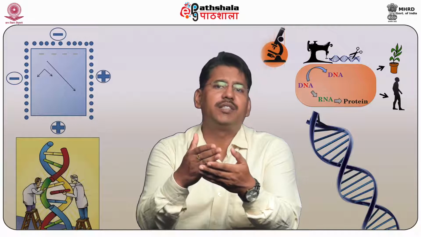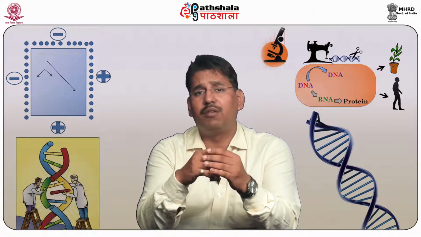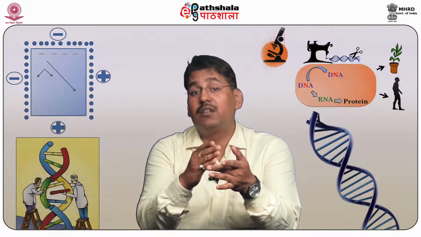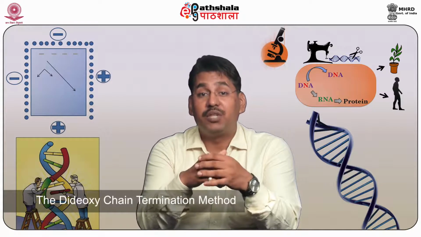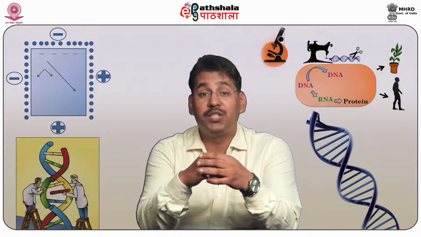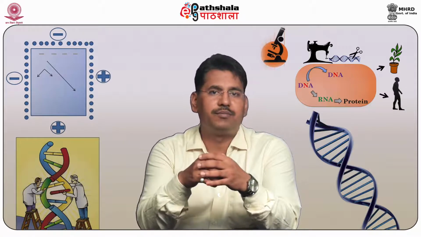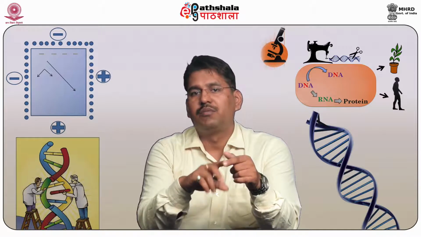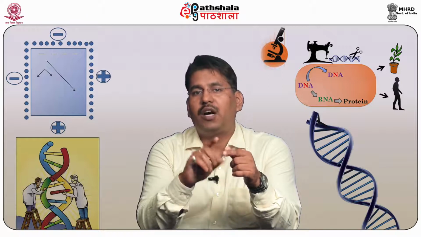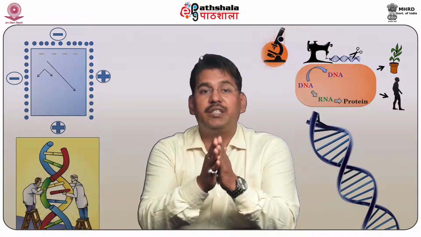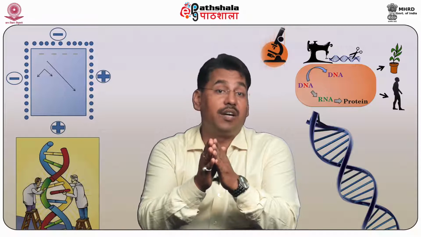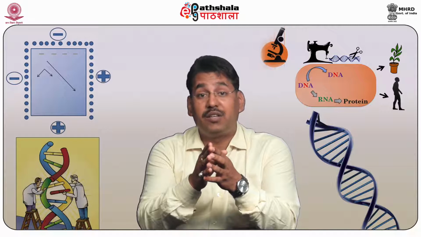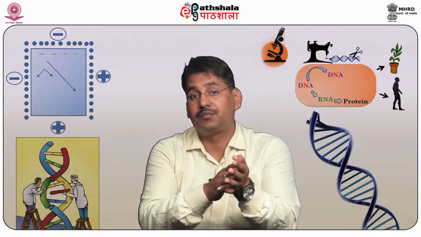The chemical degradation method of DNA sequencing involves base-specific cleavage of DNA strands, while the dideoxy chain termination method works on enzymatic termination of the growing strands. The dideoxy chain termination method can be carried out under mild conditions using enzymes, and it does not involve hazardous chemicals, whereas the chemical degradation method involves toxic chemicals.